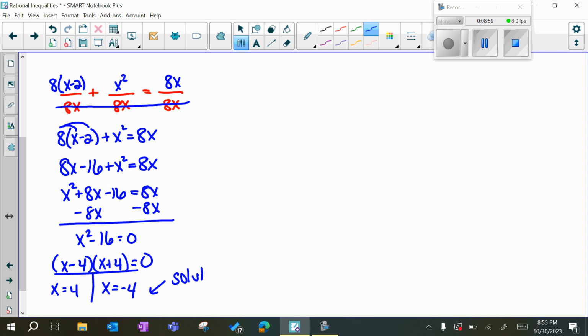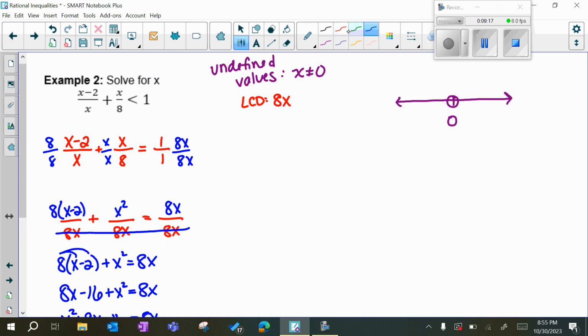These are my solutions or my critical values because those are my solutions if this was an equation. But my overall question was an inequality. So I go back to my original question. This says less than, so it's an open circle. So negative 4 and positive 4 get labeled on my number line with open circles.